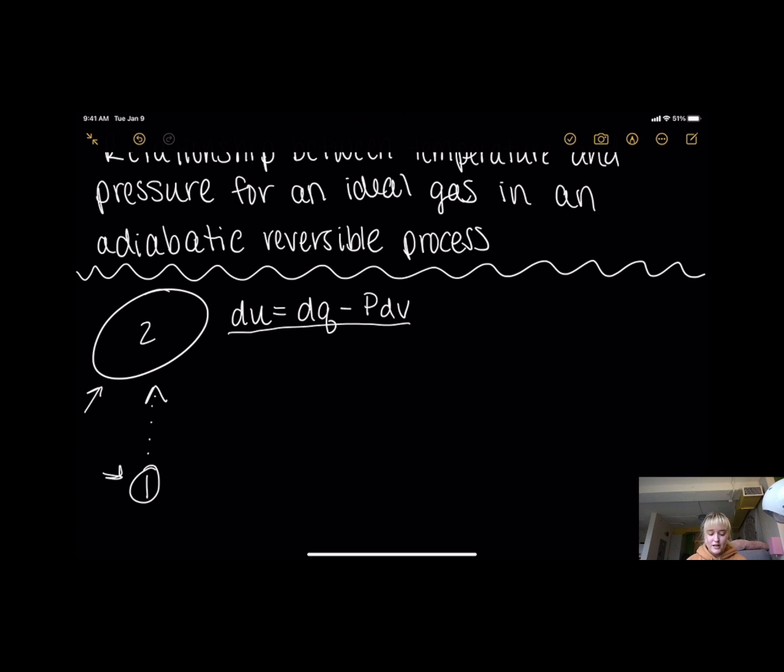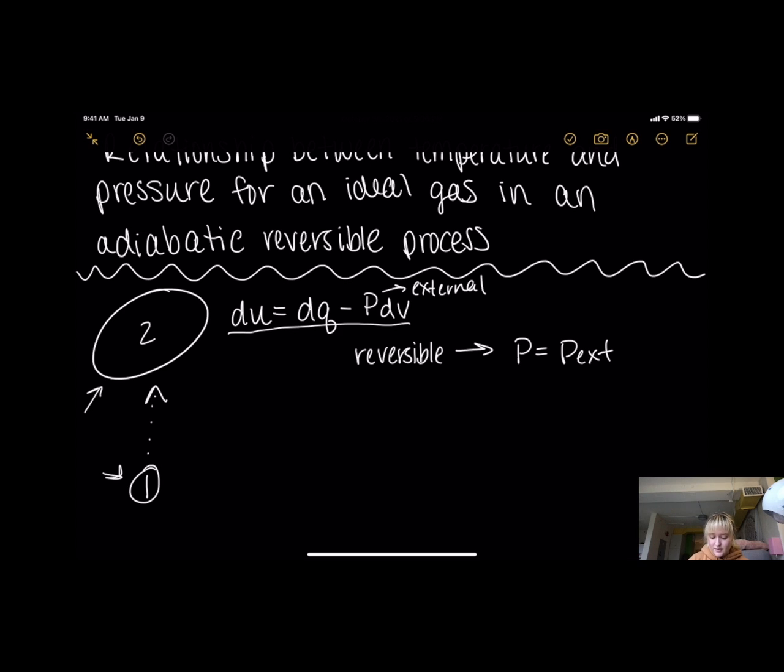So in just doing some definitions here, because our process is reversible, we can say that the pressure inside our pocket of gas is equal to the pressure outside of our pocket of gas. So in this equation, our pressure here is the external pressure. But because they're both equal, we can say that our pressure inside is equal to our external pressure, and so we'll just continue to write this as P.